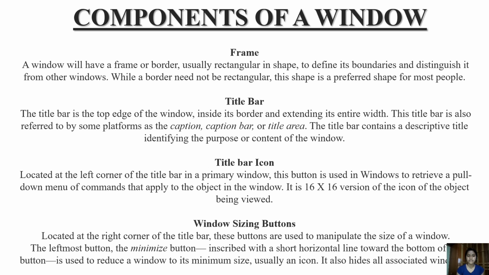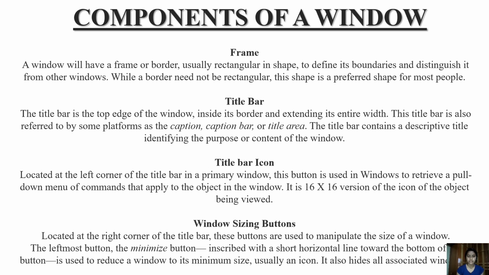Title bar icon. Located at the left corner of the title bar in a primary window, this button is used in Windows to retrieve a pull-down menu of commands that apply to the object in the window. It is a 16 by 16 version of the icon of the object being viewed.